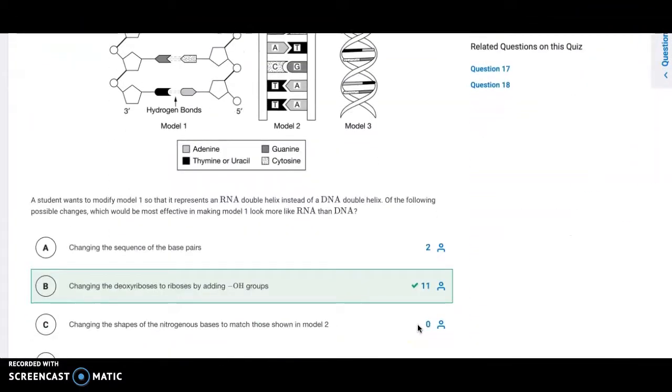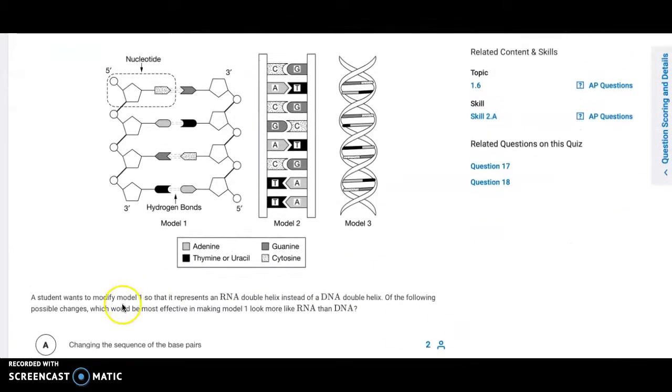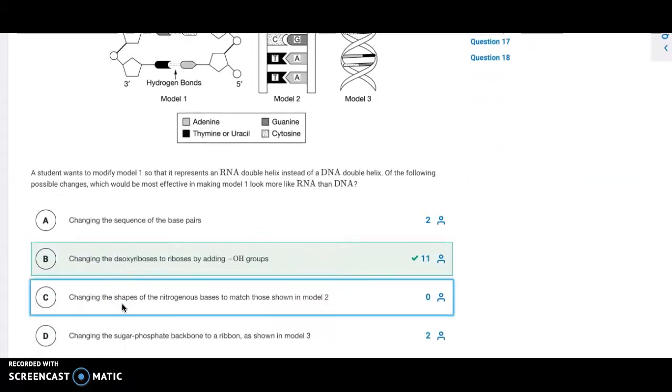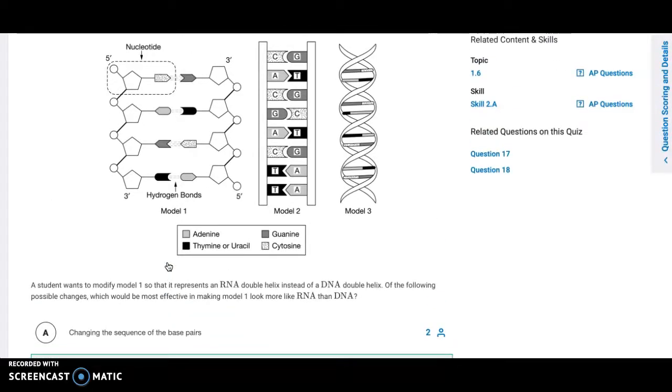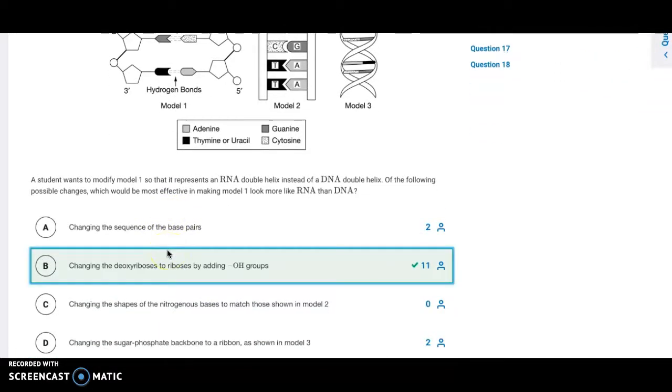This next one, another one, looks like most of you are pretty comfortable with. A student wants to modify model 1 so it represents an RNA double helix instead of a DNA double helix. Of the following possible changes, which could be most effective in making model 1 look more like RNA and DNA? So changing the deoxyribose to riboses and adding OH groups would do that. The addition of OH groups changes a deoxy. This is an oxy group. So deoxyribose in DNA is missing an OH group.